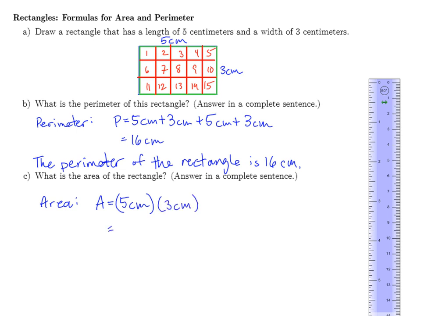And the units then are square centimeters, which I can see visually. And so 5 times 3 is going to give me 15, and those units are square centimeters. So I have 15 square centimeters. So the area of the rectangle is 15 square centimeters. And again, noting that those square centimeters are a really important unit because this is a two-dimensional measurement.